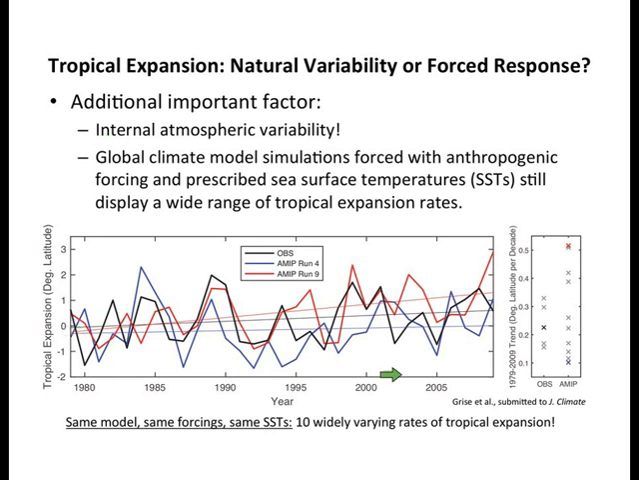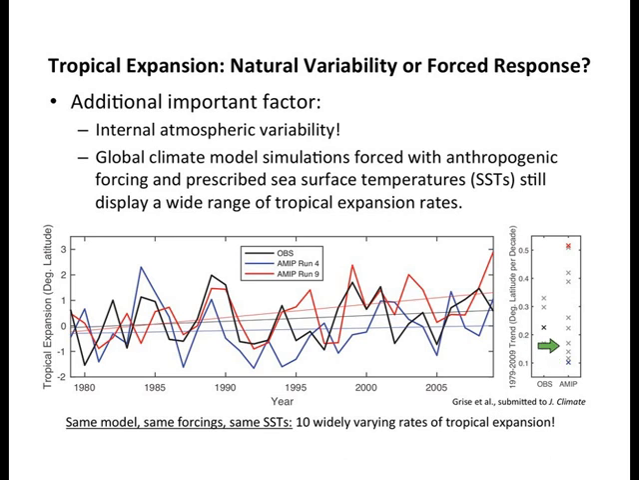And so this is again from this paper that we just submitted. But this is the same model. It happens to be the Australian model, the CSIRO model. It uses the same forcing, so the same changes in greenhouse gases and ozone, and the same sea surface temperature, so the same observed evolution of the Pacific Decadal Oscillation. And yet, if you do 10 runs of this model, you find this range of rates of tropical widening over the period 1979 to 2009.